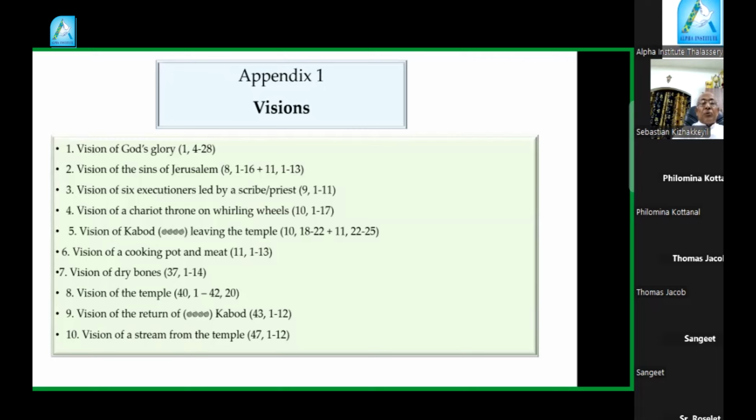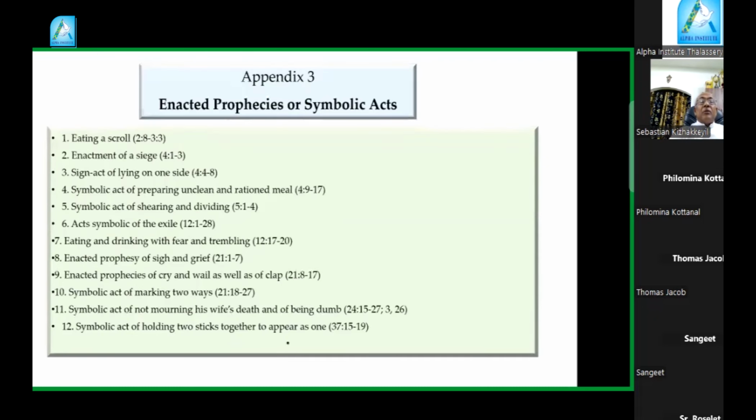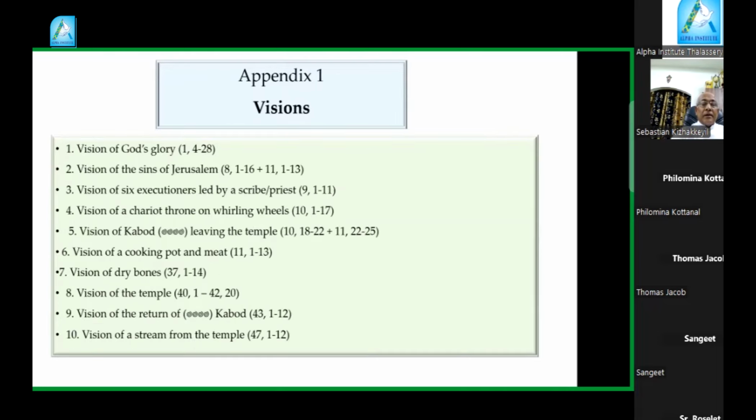When I present before you these three sections, visions, parables, and enacted prophecies, they are spread out all over the book. So probably instead of taking each chapter by chapter, when I explain all this, you will get the whole book in front of you. Okay, first is 10 visions.